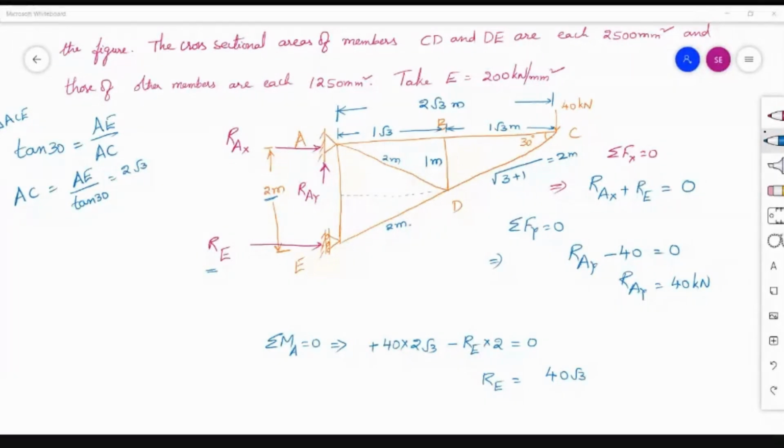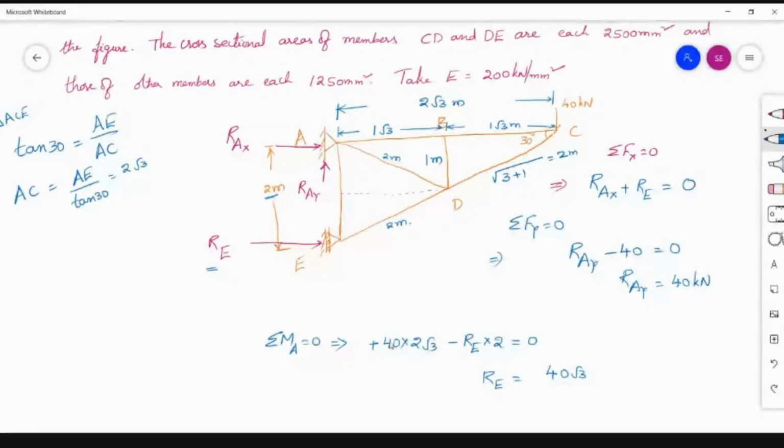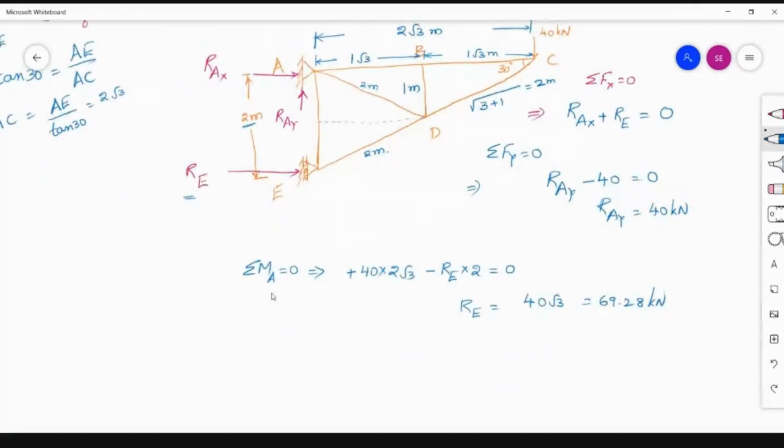Okay, the value is 16.28. We'll write down the same thing. That is RE, 69.28 kilonewtons. So this is when you take moment about A is equal to 0: plus 40 into 2 root 3 minus RE into 2 is equal to 0. And RE value is 16.28 kilonewtons. From sigma Fx is equal to 0, from here, RAX is negative, minus 69.28 kilonewtons. Now go for any joint.